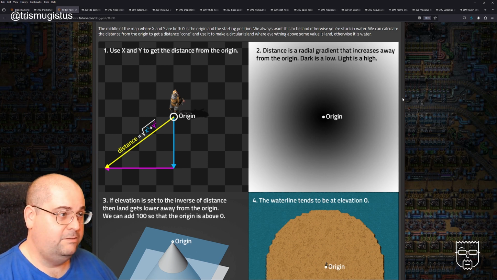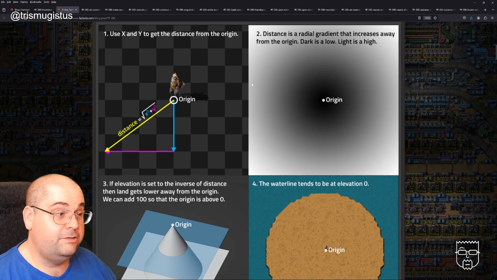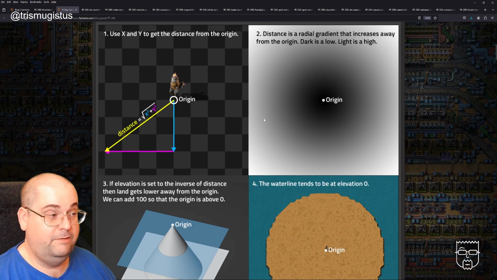The middle of the map, where X and Y are both 0, is the origin and the starting position. We always want this to be land, otherwise you're stuck in water. We can calculate the distance from the origin to get a distance cone and use it to make a circular island where everything above some value is land, otherwise it is water. So then we've got some diagrams basically showing what they're talking about.